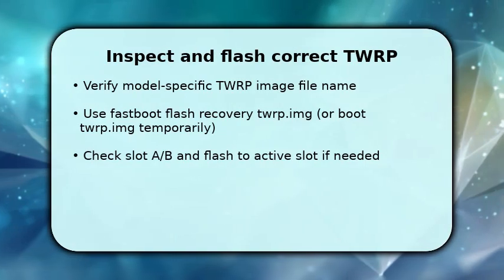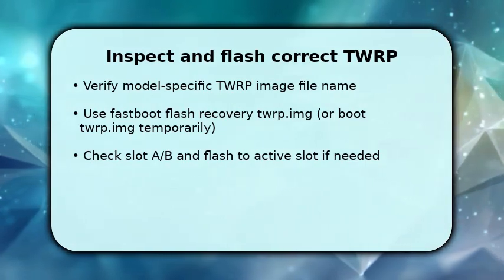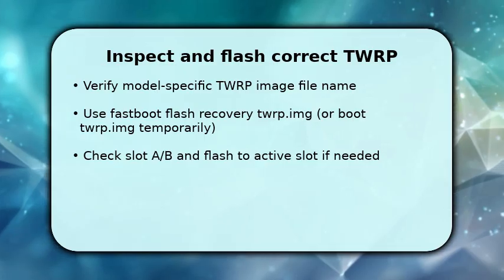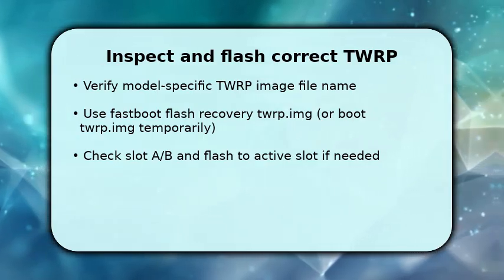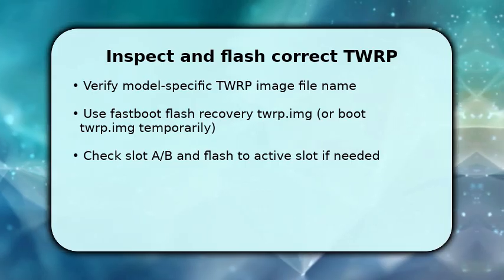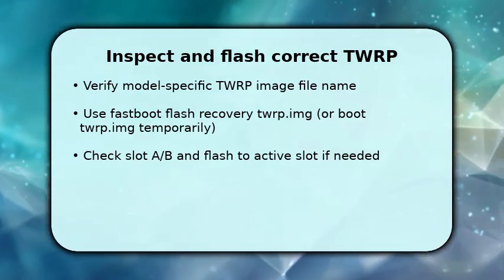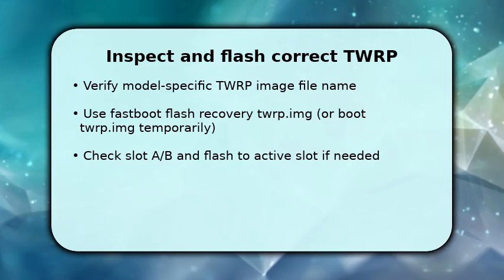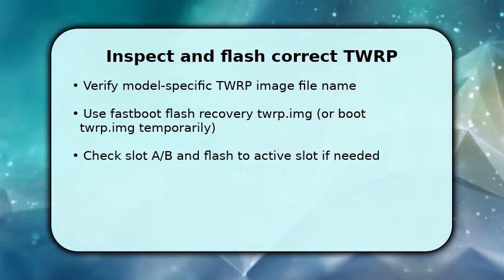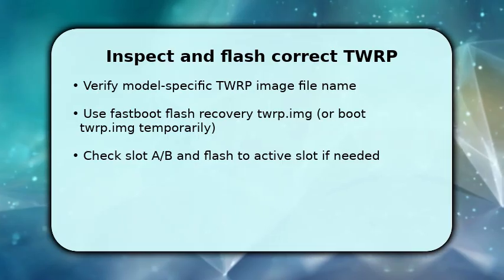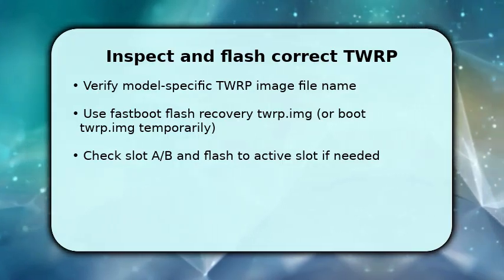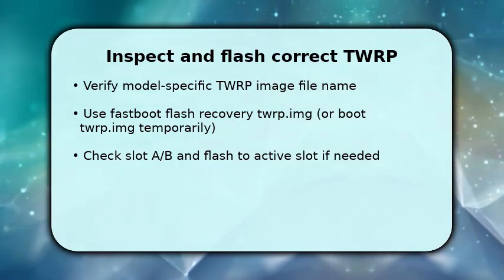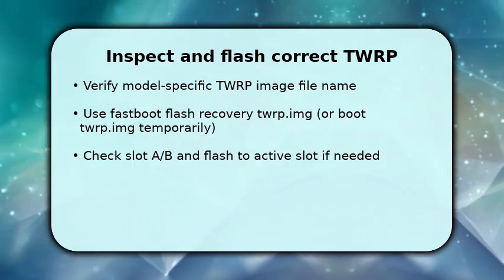Now you'll check the TWRP image and target slot so flashing succeeds. Confirm the TWRP file matches your exact model because a wrong image can brick the device. If your phone is A/B, use fastboot getvar current-slot and flash the image to the active slot with fastboot flash recovery twrp.img, or use fastboot boot twrp.img to test without writing.